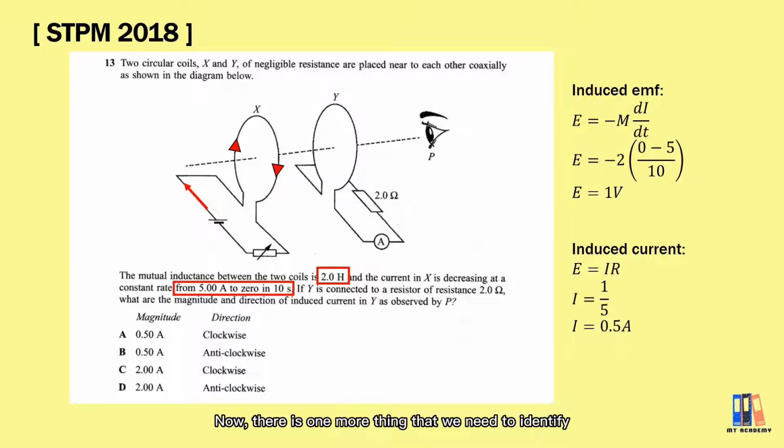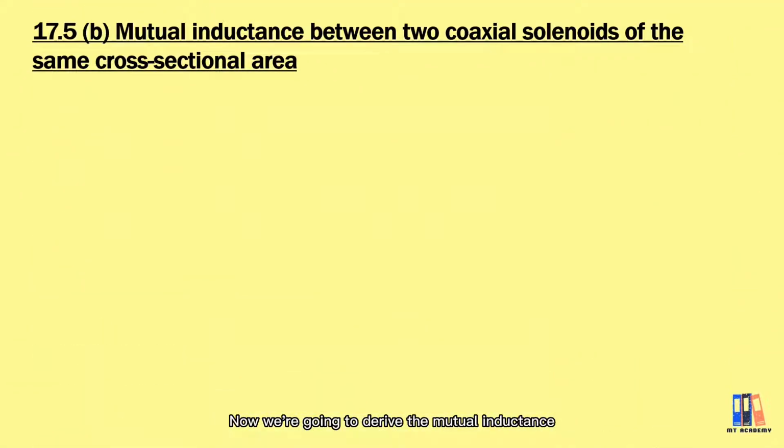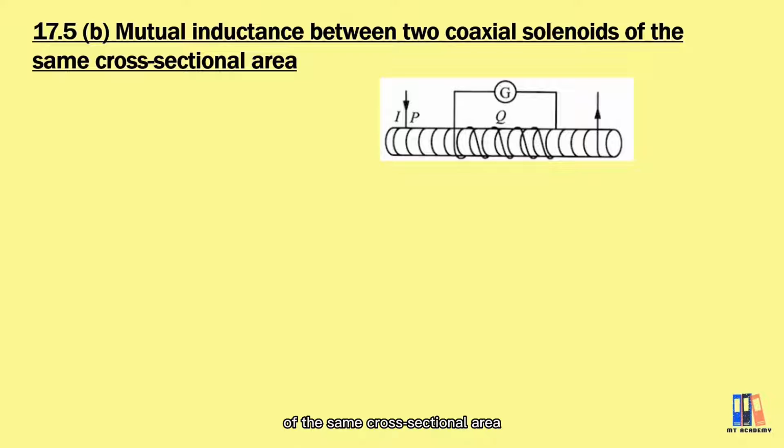Now, there is one more thing that we need to identify, which is the direction of the induced current. The current in X is decreasing. Based on Lenz's law, there will be an induced EMF in Y to prevent the decay of the current. To do this, the current in Y must flow in the same direction as in X, so it will also be a clockwise direction in this case. However, take note that the question asks for the direction as observed by P. So the answer to this question would be B, since the direction of the induced current seen by P is an anti-clockwise direction.